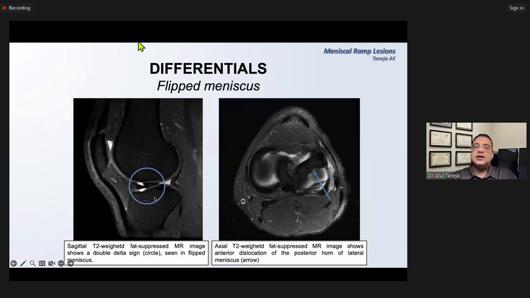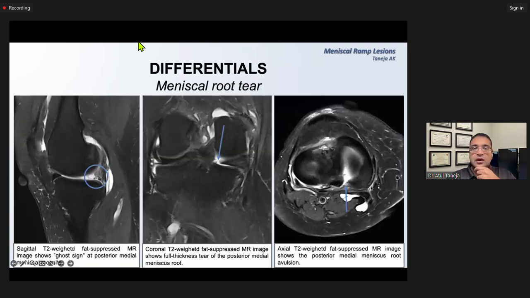Flipped meniscus sign, very classic, double delta sign. What do we see in the flipped meniscus? It is also a meniscal capsule disruption. But what happens is that the posterior horn gets flipped and displaced anteriorly next to the anterior horn. So in this case, I describe and call it the flipped meniscus. I won't use the term ramp lesion in this case, and especially in this case, it's affecting the lateral meniscus. It can happen in the medial, but it's very, very rare. Most of the cases I've seen happened to the lateral meniscus.